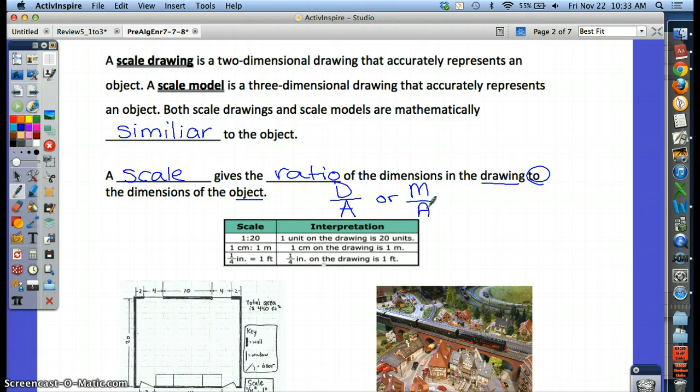Here's an example of some scales. You'll be using this to create a scale. You could use it to create a scale drawing of maybe your house or a bedroom in your house, or a scale drawing of the United States. But the scale is going to give you what represents in the drawing to what it represents in real life. So 1 unit in the drawing is 20 units in real life, or 1 centimeter in the drawing is 1 meter in real life.